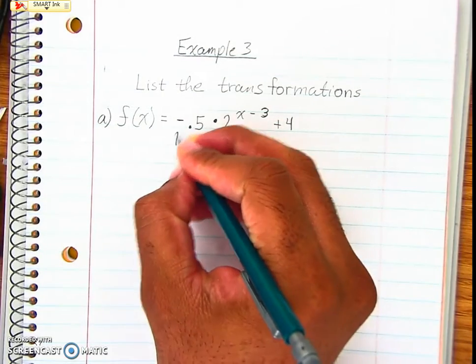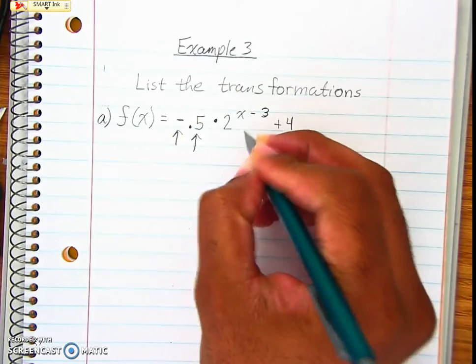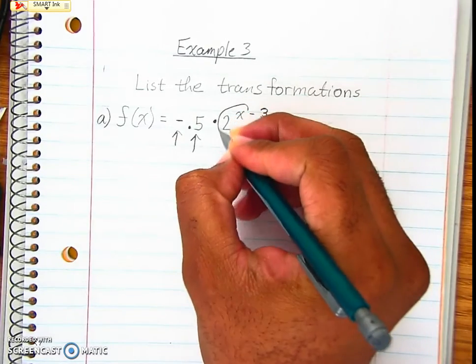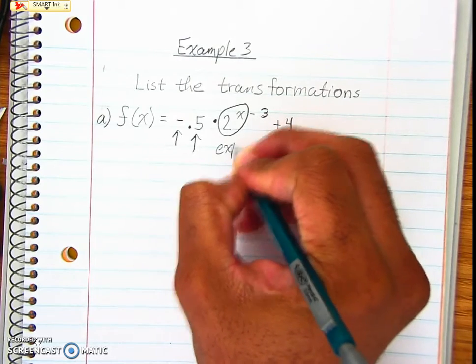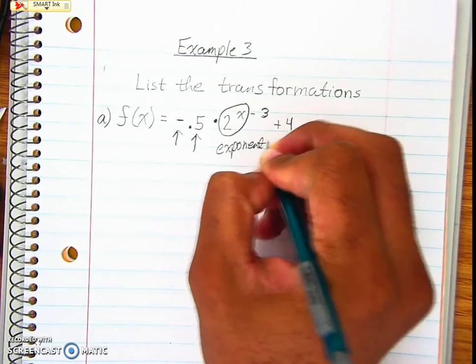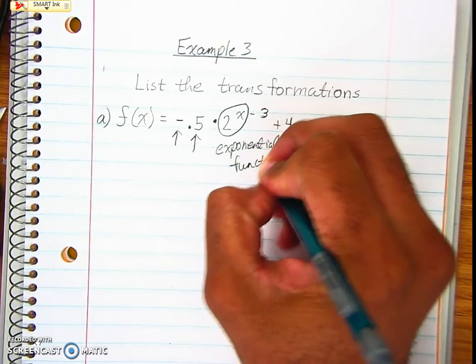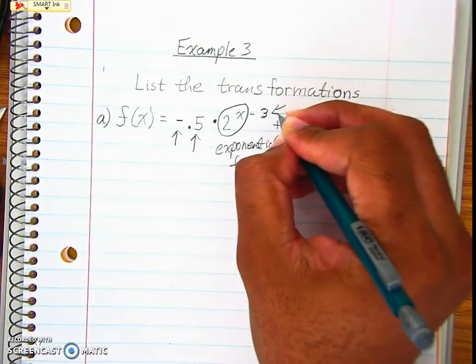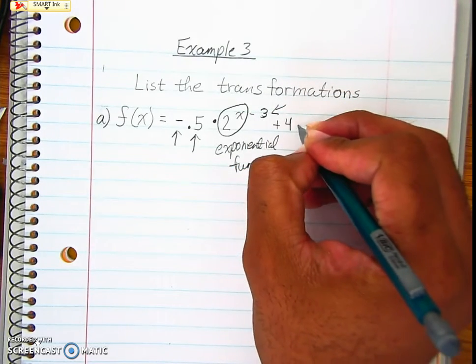So we know there's a transformation here with the negative. We know there's a transformation here for the 0.5. This part here tells us what function we're dealing with. This tells us it's exponential. The 3, the negative 3, tells us another transformation, and the 4 tells us the last one.